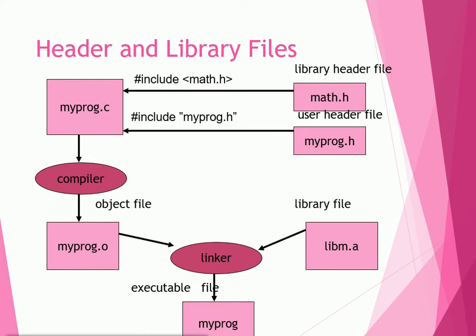Suppose myprogram.c, for example, and the header and library files, how are they going to be accessed here. The compiler will compile myprogram.c and an object file is created. When we include math.h, which is a library header file, it will be accessed as it is. Then #include "myprogram.h" will use the user header file, which is created by the user. It searches in the directory, and it will be used further.